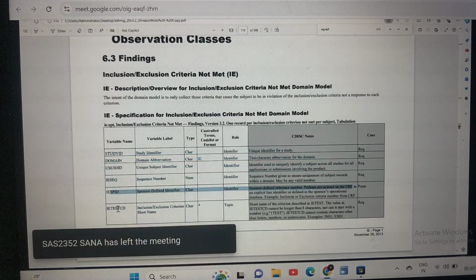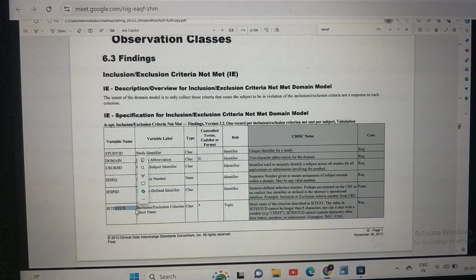IE test ID is nothing but, here we can create INCL01, EXCL01, something like that, in real time. Test ID INCL01, INCL02, INCL03. So the inclusion criteria are INCL, and the exclusion criteria are EXCL01, EXCL02, EXCL03, something like that, which we are going to discuss.